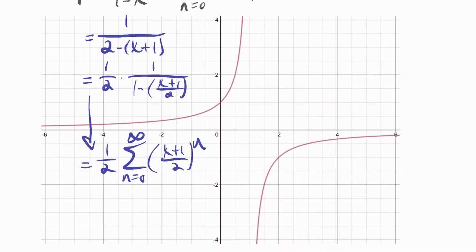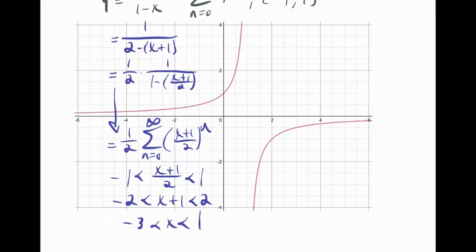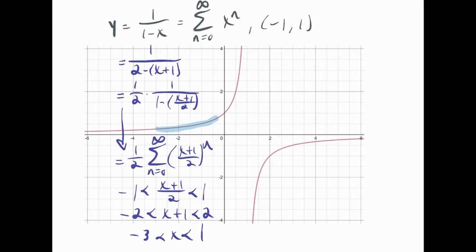Let's check that out. This expression has to be between -1 and +1 to have convergence for the power series. So if I say, okay, -1 is less than x plus 1 over 2 is less than 1, double everything. So -2 is less than x plus 1 is less than 2, and then subtract 1. I'll have -3 less than x less than 1. So that interval of convergence for that power series is now -3 to 1. So the center has moved to -1, but it's the same function.